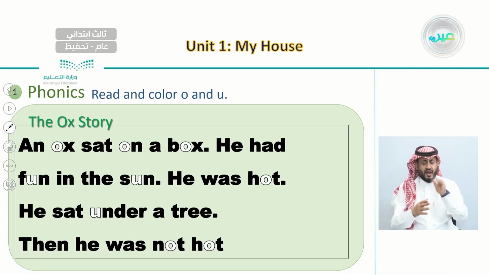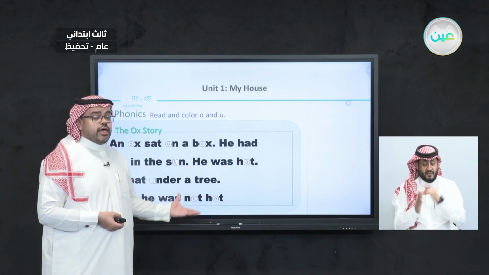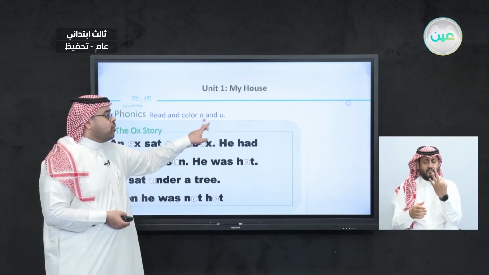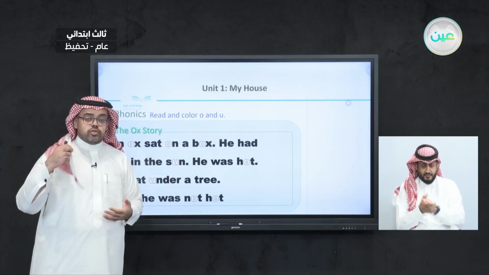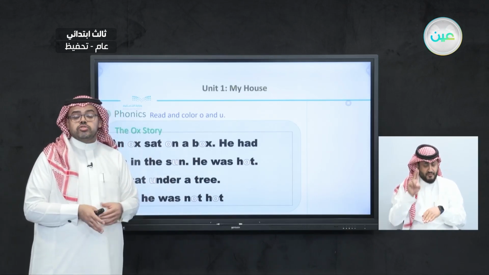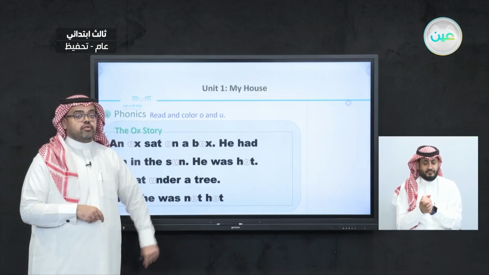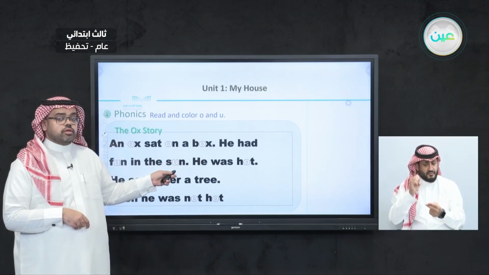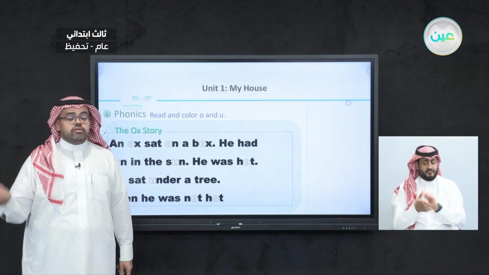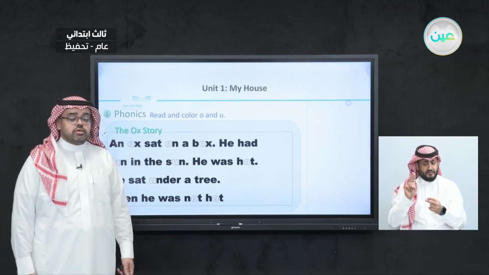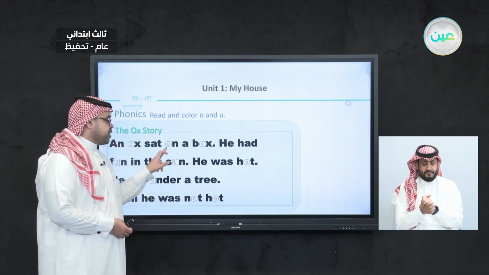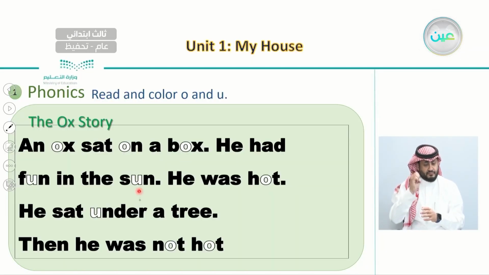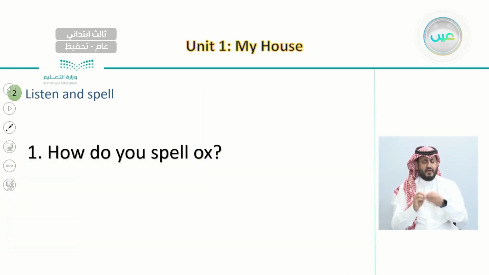So here in this text, we have a lot of words with O and U. And we said that in order to know the differences between these two letters, you can color the letter O with one color, and also color the letter U with a different color. This will help you learn the differences. Like, for example, on, box, hot, under, and also other words with O and U.